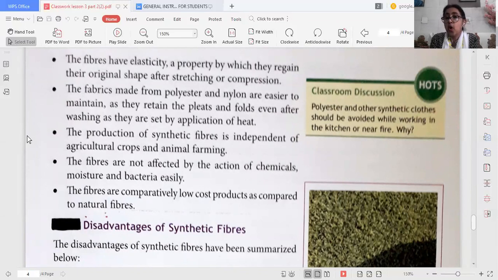Now you can see a hint is there. Polyester and other synthetic clothes should be avoided while working in the kitchen or near fire. Why? Because they are synthetic clothes, made up of polymers, made up of chemicals, and they catch fire very easily. They stick on the skin and they melt. That's why synthetic clothes should be avoided while working in the kitchen or near fire.